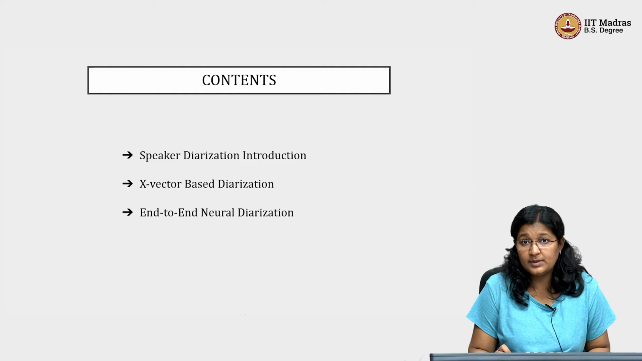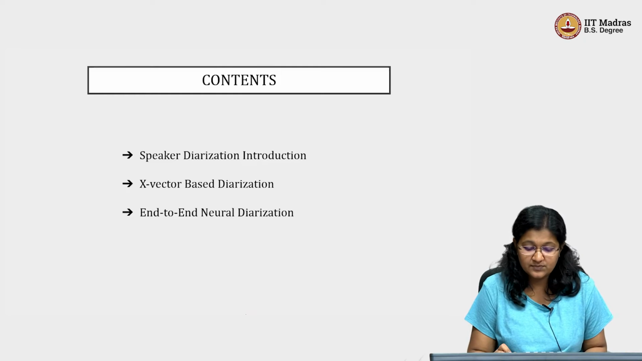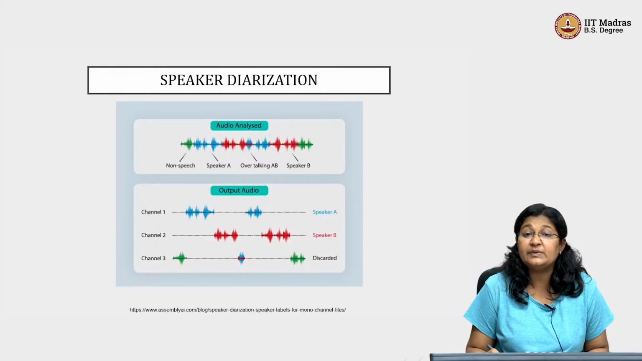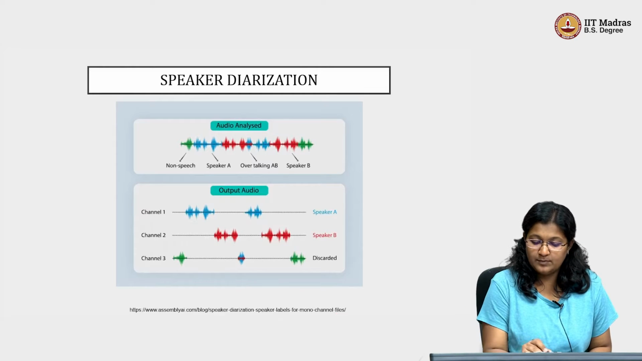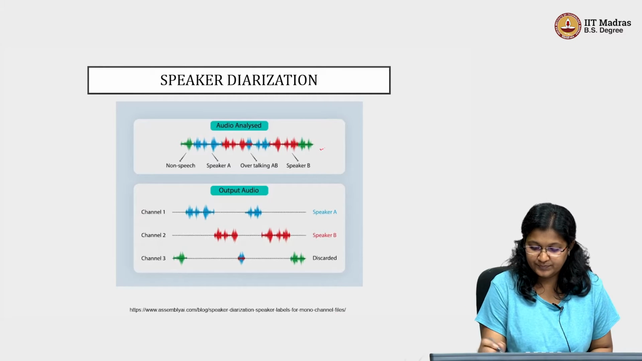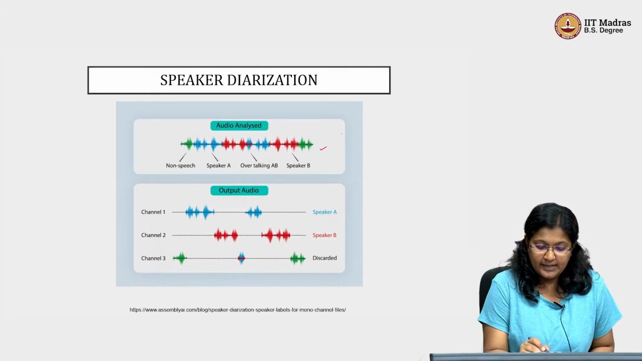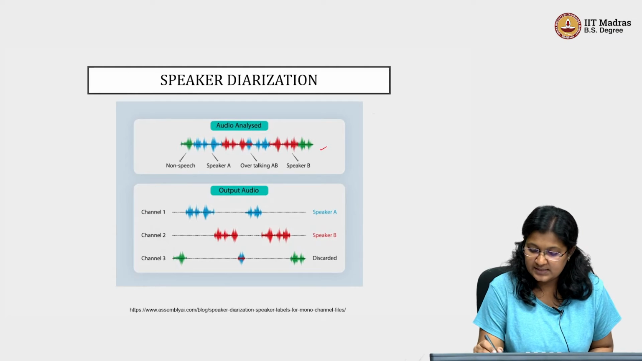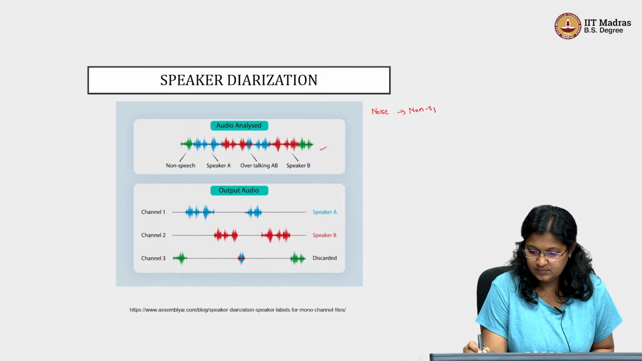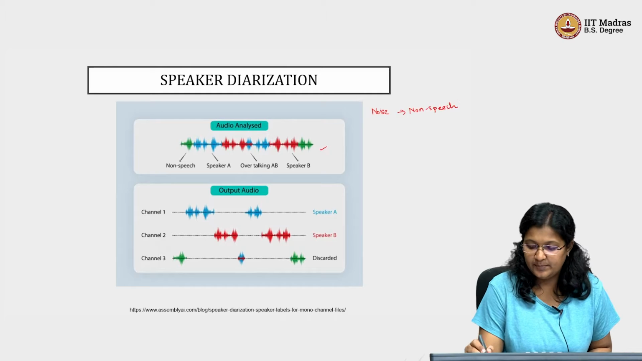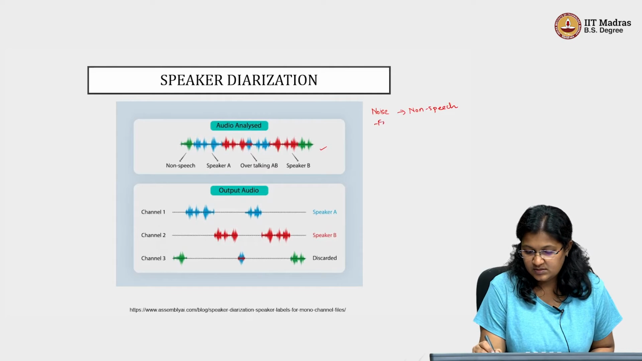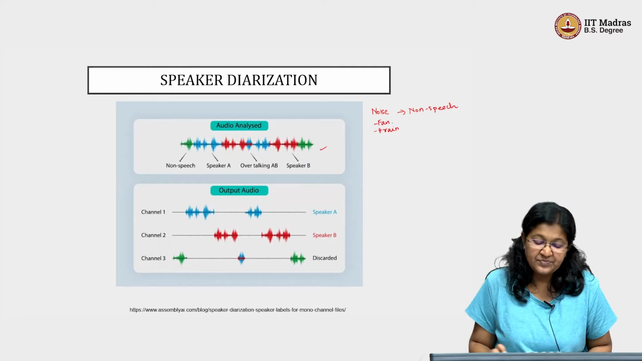There are many methods to do diarization, but we will just focus on these two techniques for performing the task of speaker diarization. Okay. Let's move on to what is speaker diarization. Let's say you have some audio with you, this audio. And this green thing is non-speech, which means some noise. Non-speech. Some noise, it can be fan noise, some train noise, who knows, it can be any noise.